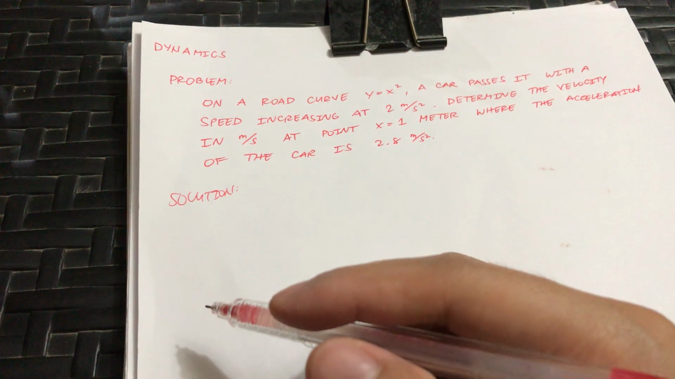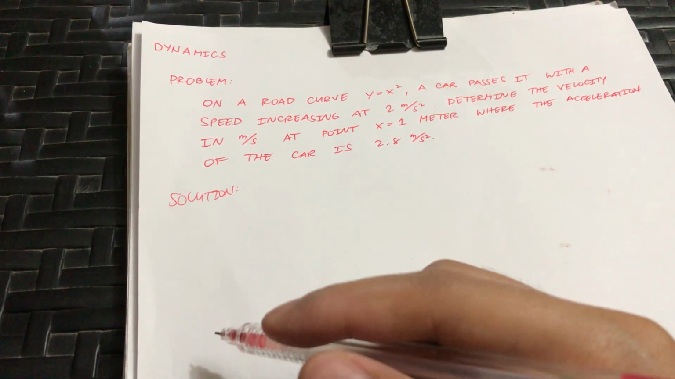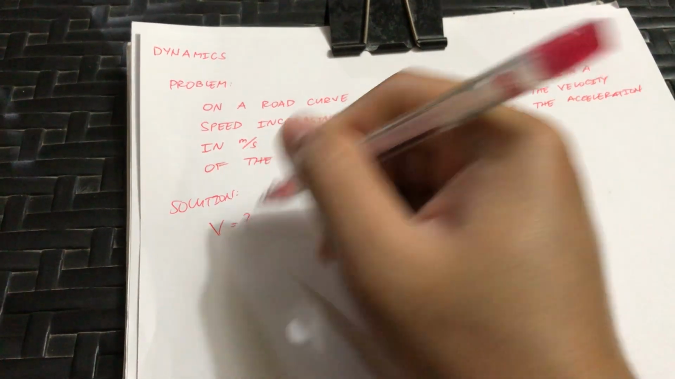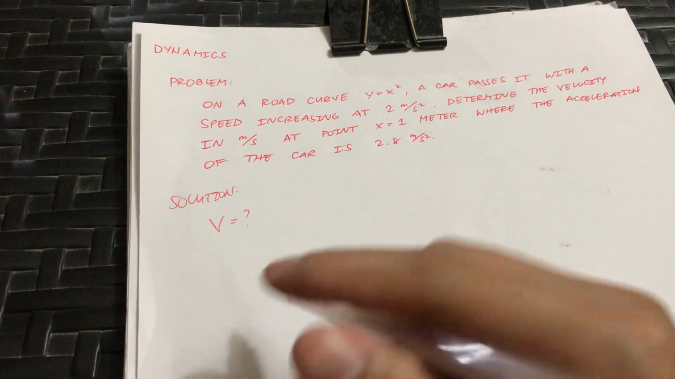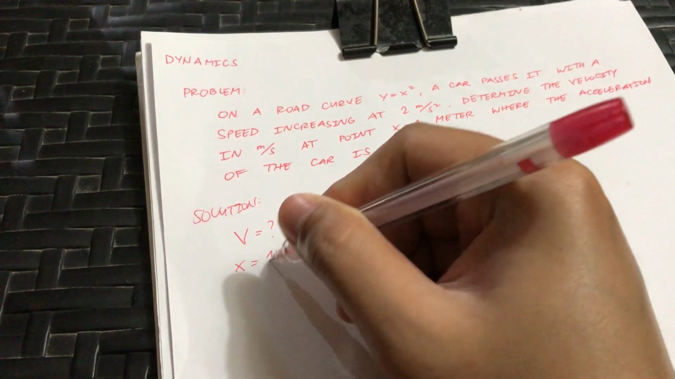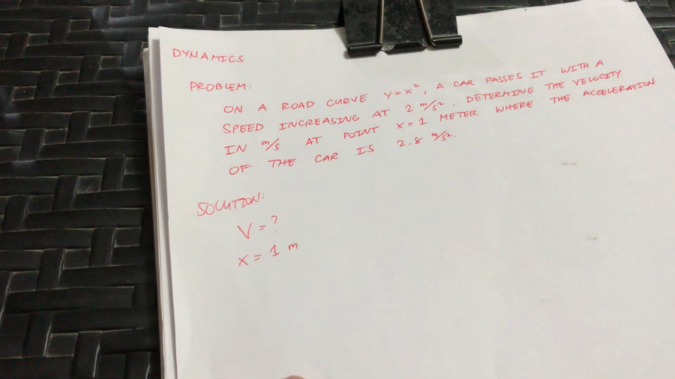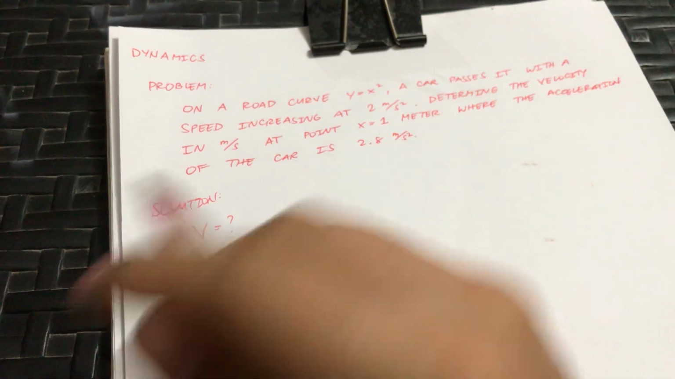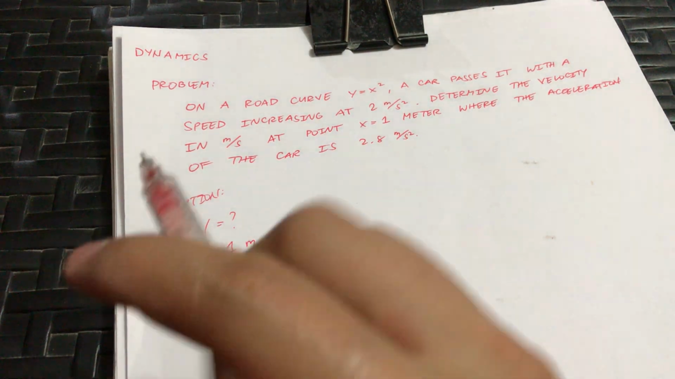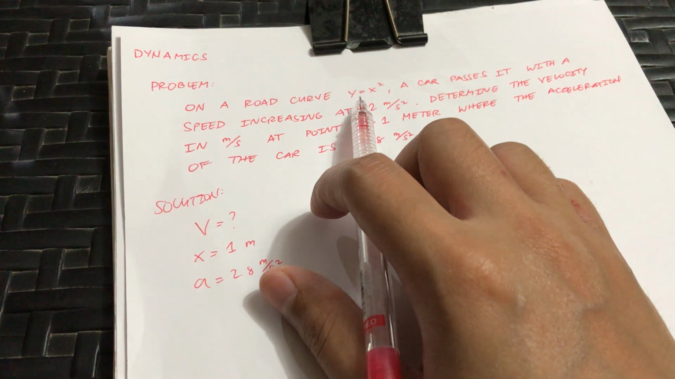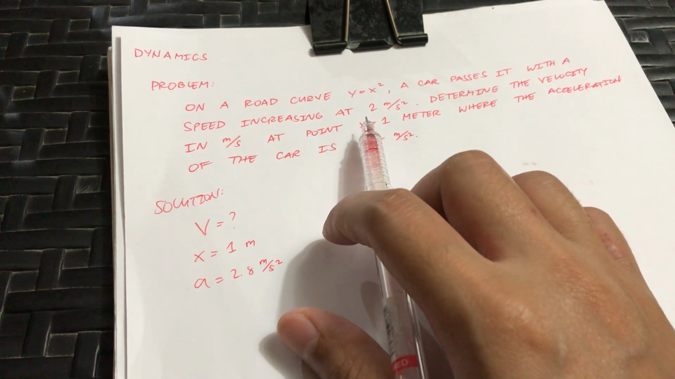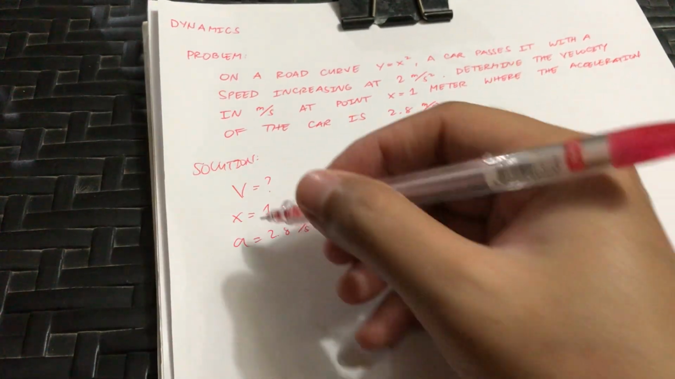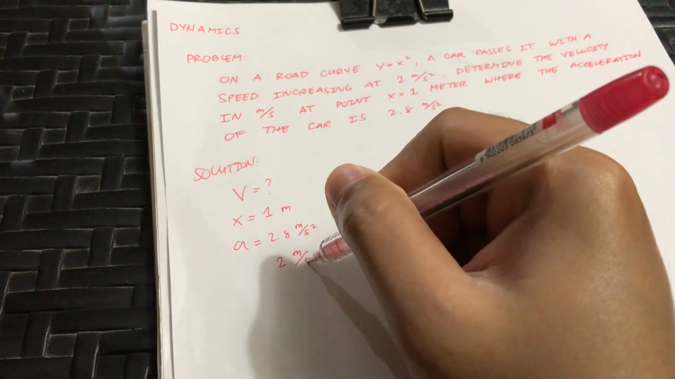So, let's first identify what we need and what are the given values. We need to determine the velocity at the point where x is equal to 1 meter and when the acceleration is 2.8 meters per second squared. We also have other givens such as the equation of the curve as well as the amount of increase in speed, which is 2 meters per second squared.